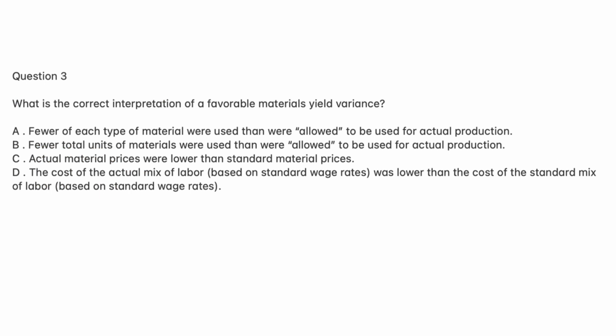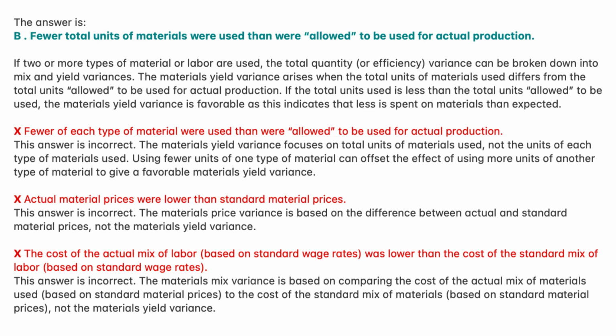Question 3. What is the correct interpretation of a favorable materials yield variance? A. Fewer of each type of material were used than were allowed to be used for actual production. B. Fewer total units of materials were used than were allowed to be used for actual production. C. Actual material prices were lower than standard material prices. D. The cost of the actual mix of labor, based on standard wage rates, was lower than the cost of the standard mix of labor, based on standard wage rates. The answer is B. Fewer total units of materials were used than were allowed to be used for actual production.